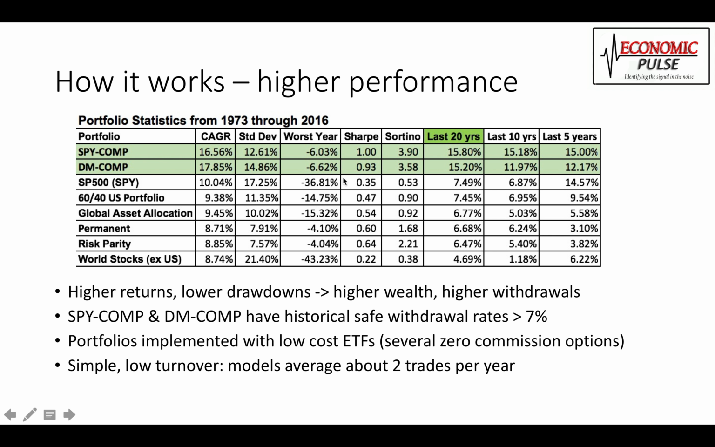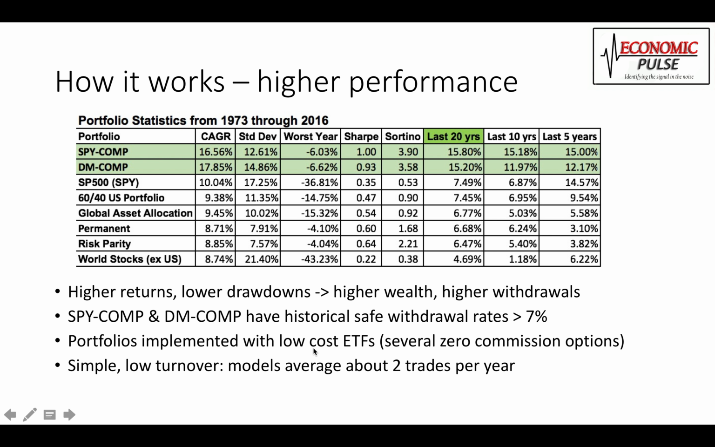Worst year performance, standard deviation, Sharpe ratios, these risk-adjusted returns are quite high. So you get higher returns, lower drawdowns, which leads to obviously higher wealth. And for retirees, higher withdrawal rates in retirement. These two portfolios, if you go back and run the numbers historically, have safe withdrawal rates greater than 7% compared to a 60-40 U.S. portfolio, which gives you the famous 4% safe withdrawal rate. And even if those numbers are lower in the future, the relative difference between the two, we feel, will be maintained. And simplicity is important.